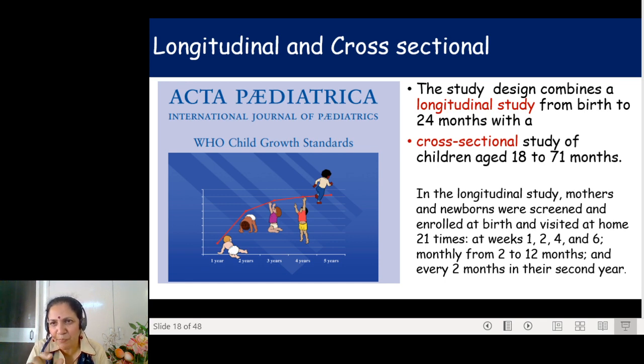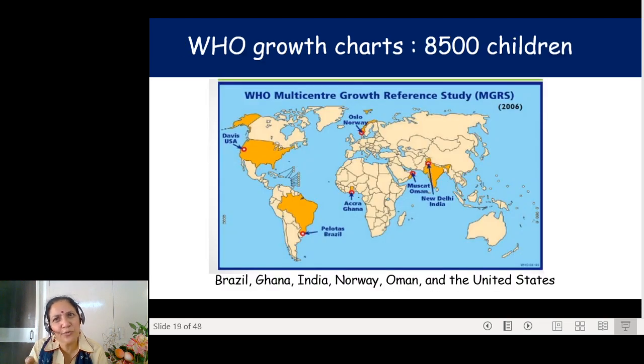nearly 21 data points were collected. This included week 1, week 2, 4 and 6 weekly, monthly from 2 to 12 months, and every 2 months in their second year. So we had 21 data points which were collected longitudinally from birth to 24 months and cross-sectionally from 18 to 71 months. So these growth charts were collected from 6 centers. So it was a multi-centric study, and the sample size was nearly 8,500 children.